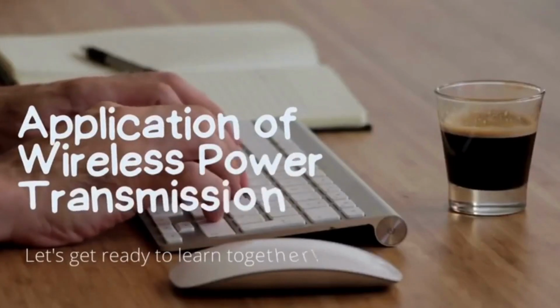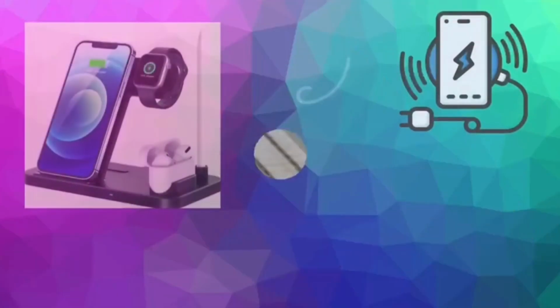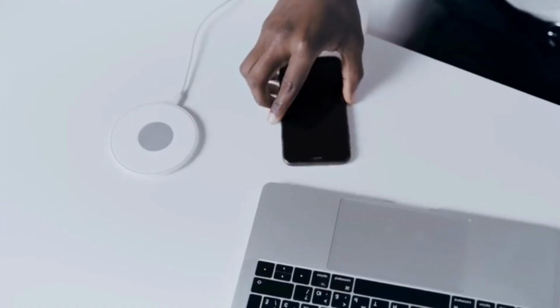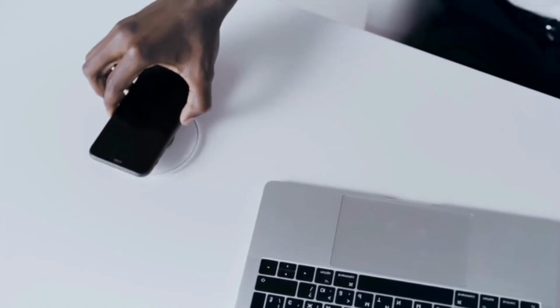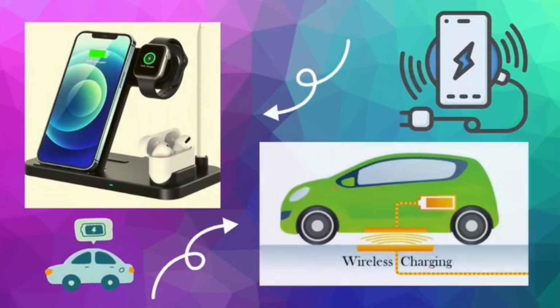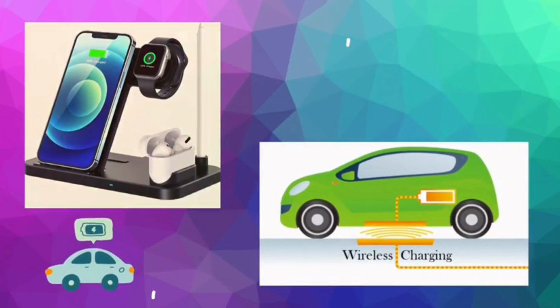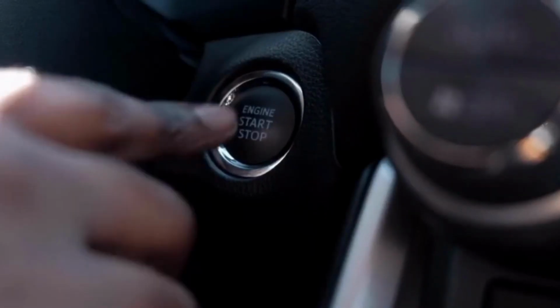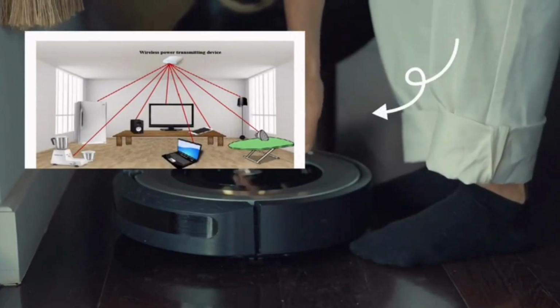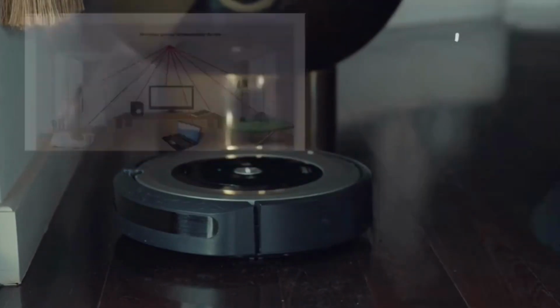Next, for the application of wireless power transmission, firstly, wireless power transmission can be used for wireless charging, for example, to charge smartphones, smartwatches and many electronic devices. Besides that, EVs, which are electric vehicles, can also use wireless charging, which is transmitting power to charge the car. Smart homes also use wireless power transmission to connect all the electronic devices.